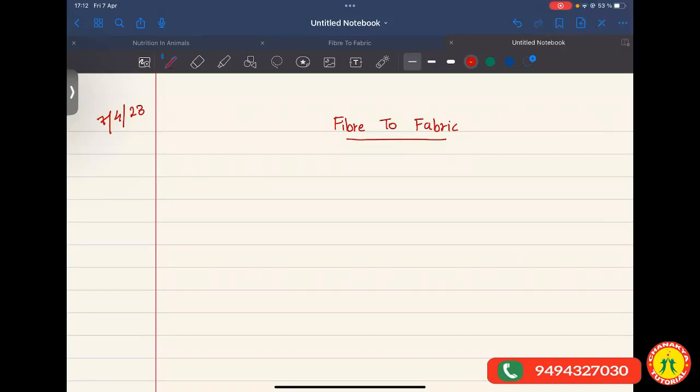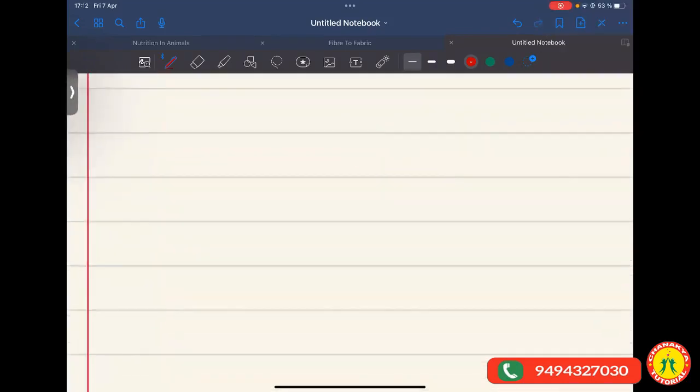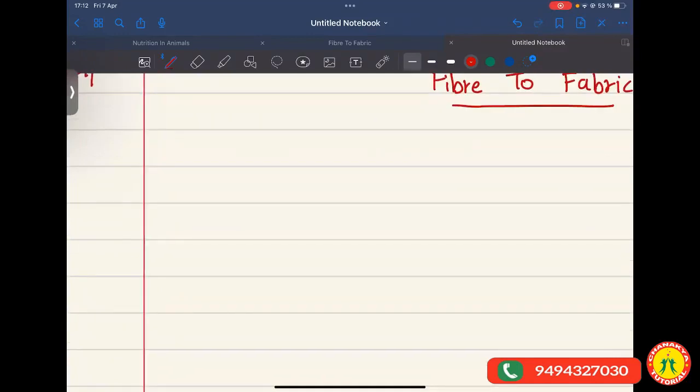So let's go through the basics. Whatever we are getting from plants, we have two categories of cloth that we get. We need cloth every day, right? From blankets to dresses to towels and everything. So we have different things that we use for cloth in our everyday life.